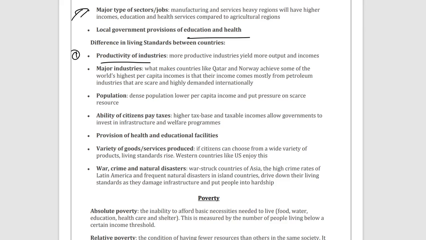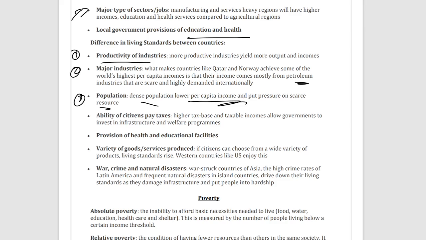Next thing, major industries. When we're talking about this, countries like Qatar and Norway have so much petroleum. Most of the income comes because of that, hence they'll have a higher living standard. So we talk about the major industries. The next one is population, meaning dense population, lower income, and pressure on the scarce resources, because the more the population, the more output we need, since people are demanding more, hence scarce resources.